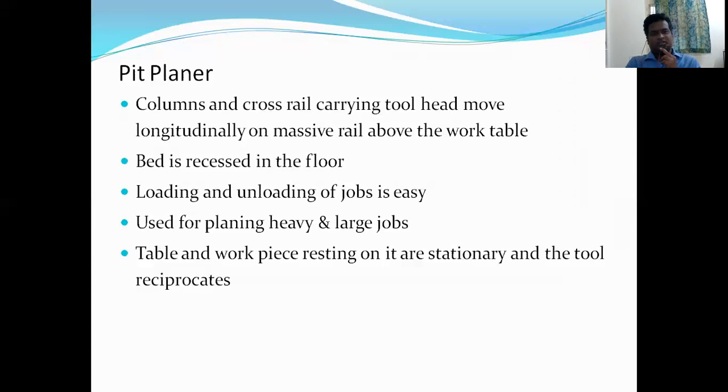planer. What happens is, the columns and cross rails carrying the tool head move longitudinally, with a massive rail above the work table. The bed is recessed in the floor. The bed is in the floor, so with this we can easily load and unload the job. The name itself, pit, means it is in the floor. That's why loading and unloading of jobs is easy. So this is helpful for heavy and large jobs. The table and workpiece resting on it are stationary and the tool reciprocates.